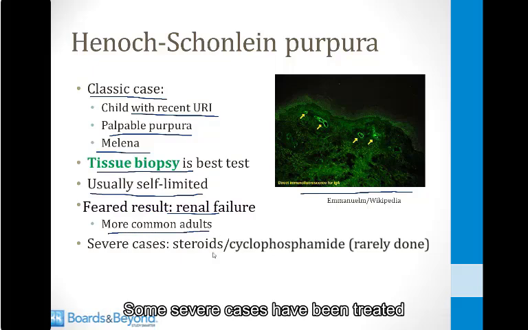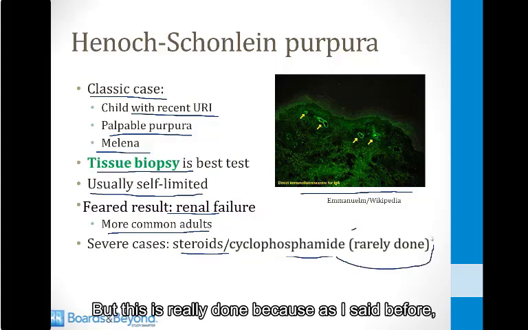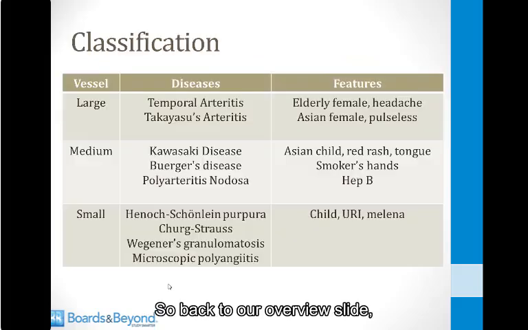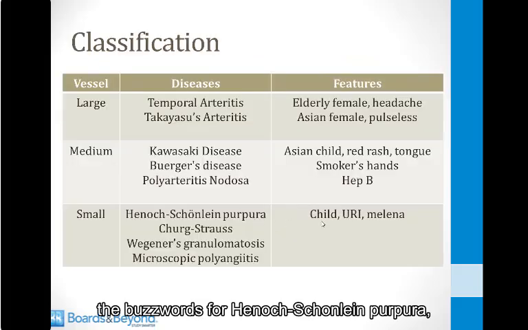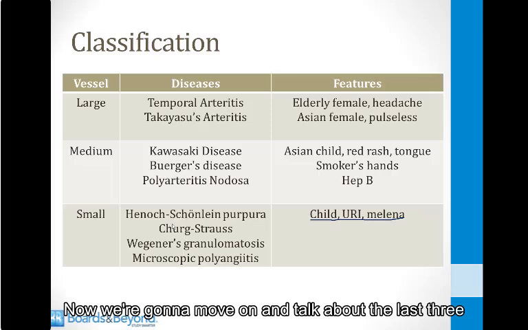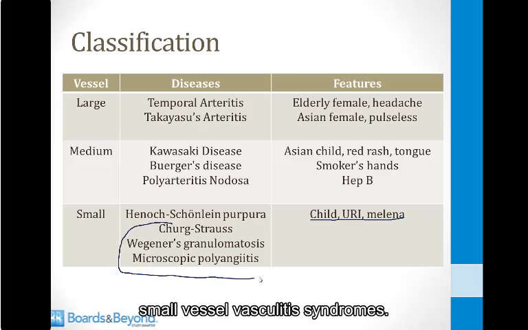Some severe cases have been treated with steroids and cyclophosphamide, just like many of the vasculitis syndromes, but this is rarely done because, as I said before, it's usually a self-limited problem. So back to our overview slide, the buzzwords for Henoch-Schönlein purpura are a child with a recent URI who has melena. Now we're going to move on and talk about the last three small vessel vasculitis syndromes, and they are all very similar.